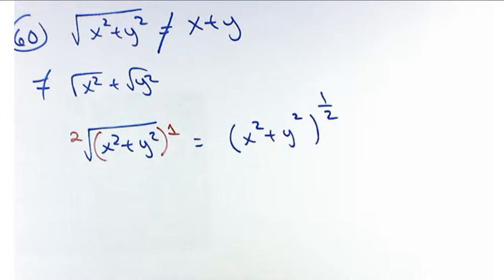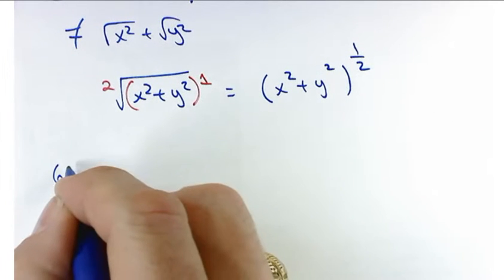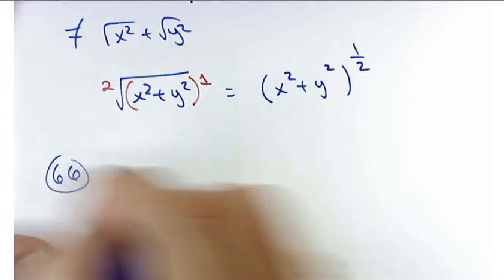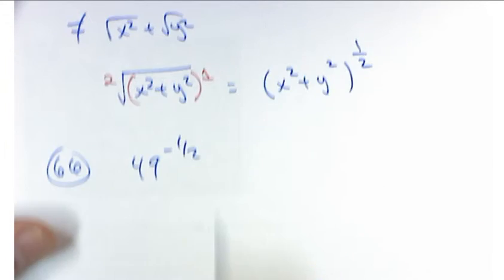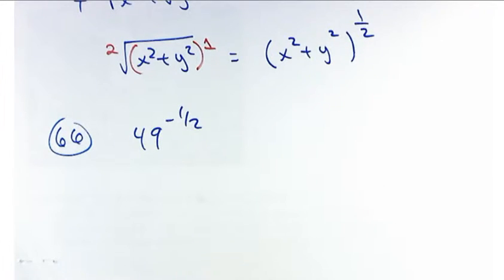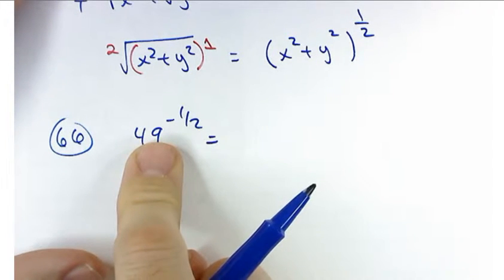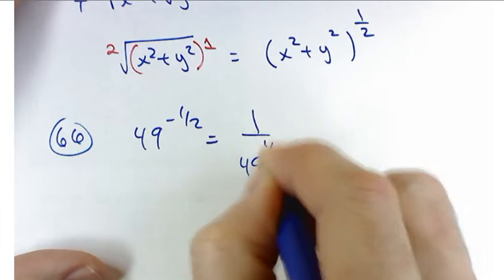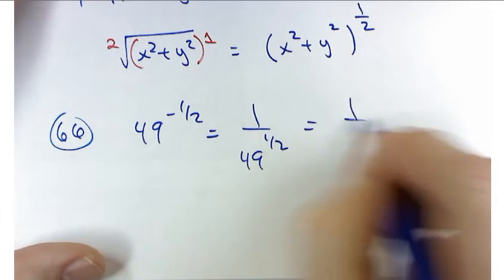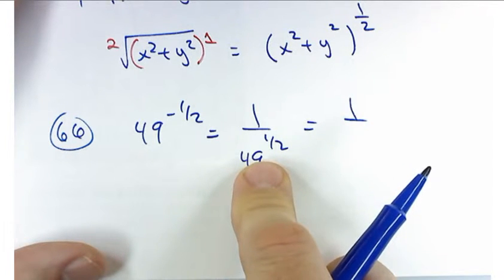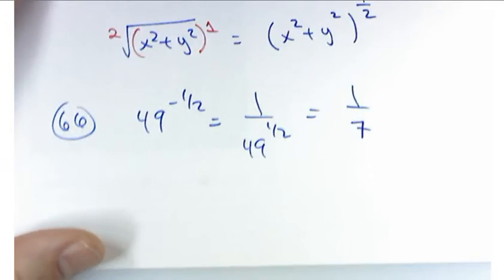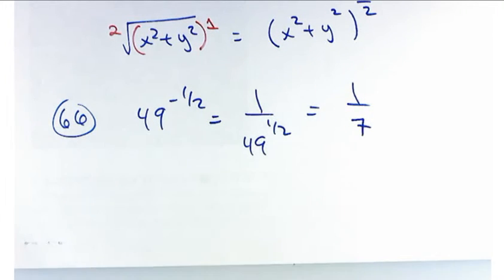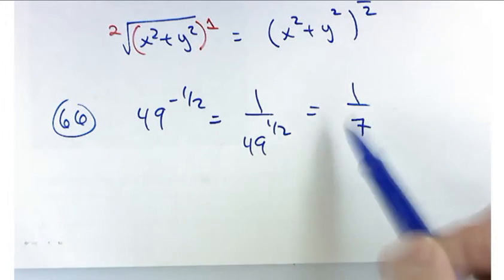Let's try something with negative exponents. Number 66. 49 to the negative 1/2. Well, we mentioned negative exponents way back at the start of this section. What can I do with something to a negative exponent? 1 over that. 1 over 49 to the 1/2. 49 to the 1/2 is like the square root of something, so this is really 1 over 7. If you did 49 to the negative 0.5 power in your calculator, you'd get the decimal value for 1/7.